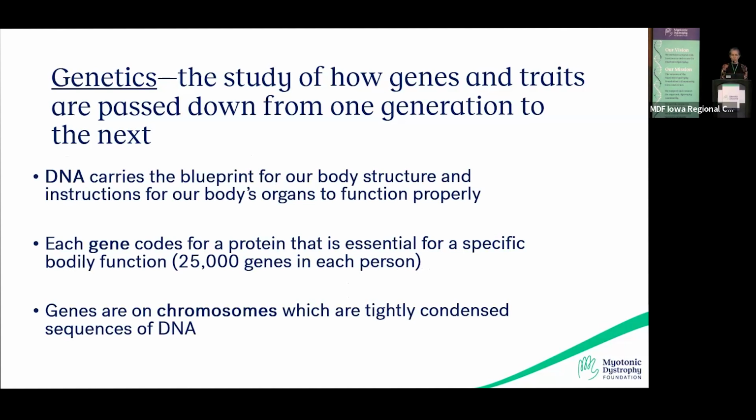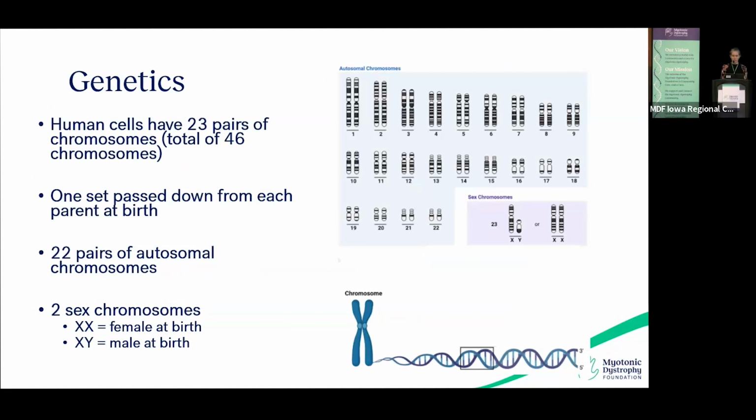These genes are on chromosomes, which are tightly condensed sequences of DNA. Human cells have 23 pairs of chromosomes, so a total of 46 chromosomes. One set is passed down from each parent at birth. And this here is all of our chromosomes laid out flat. There are 22 pairs of autosomal chromosomes, and there are 2 sex chromosomes. XX is for female at birth, and XY is male at birth.